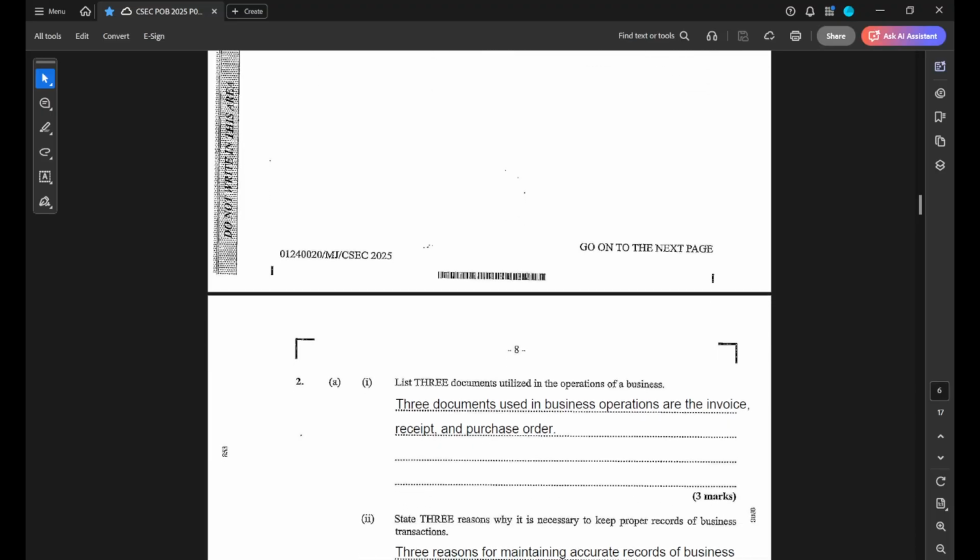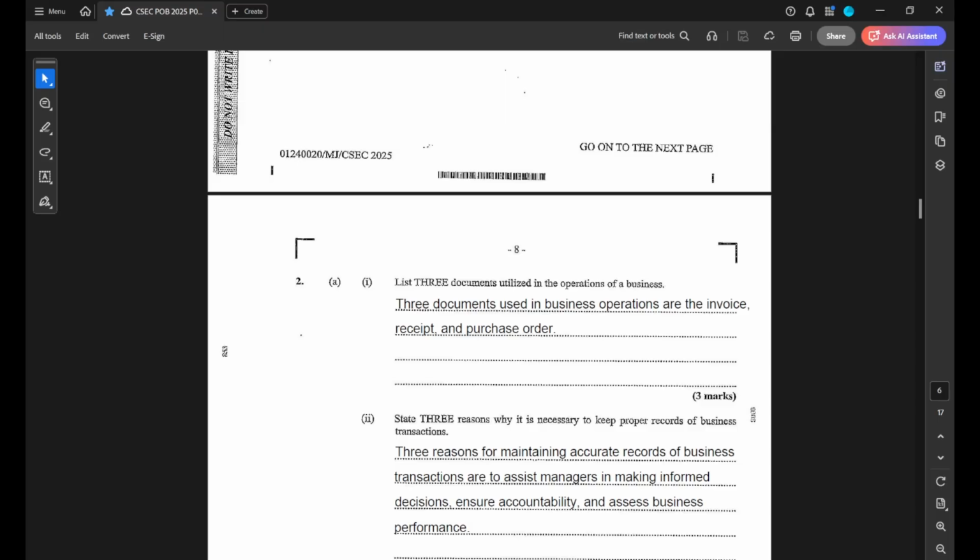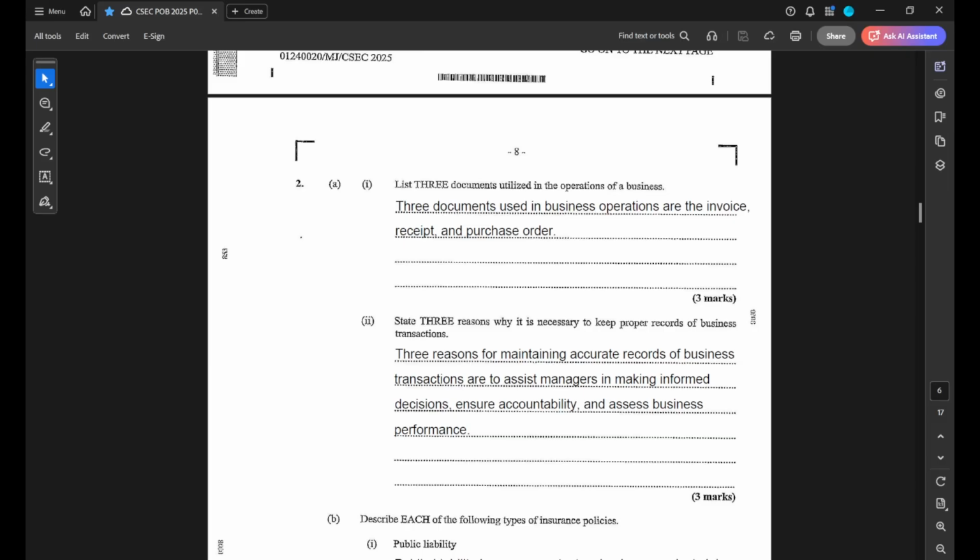Part 2, state 3 reasons why it is necessary to keep proper records of business transactions. 3 reasons for maintaining accurate records of business transactions are to assist managers in making informed decisions, encourage accountability, and assess business performance. That is for 3 marks.